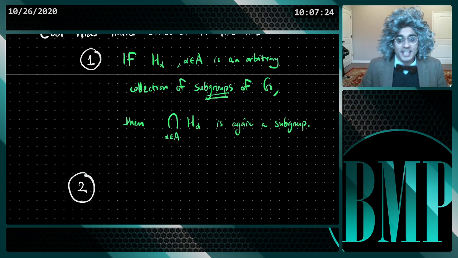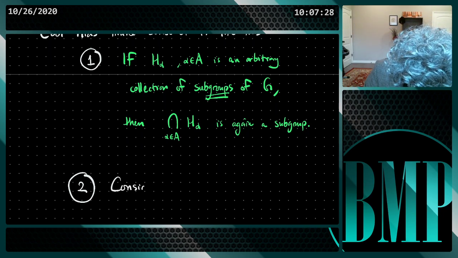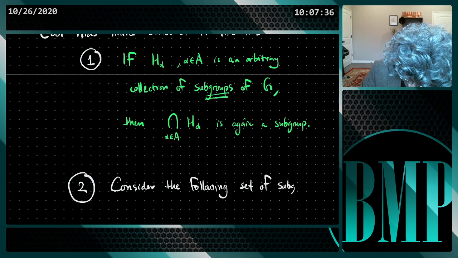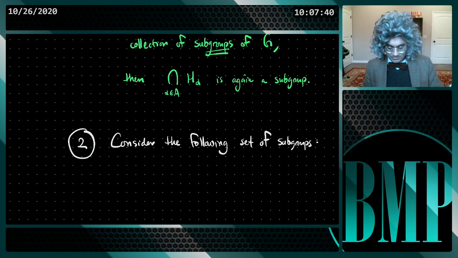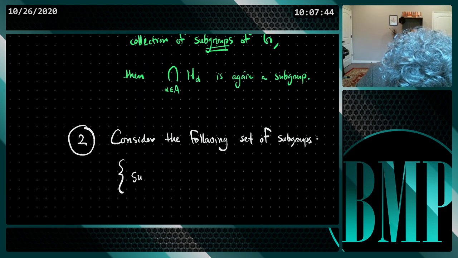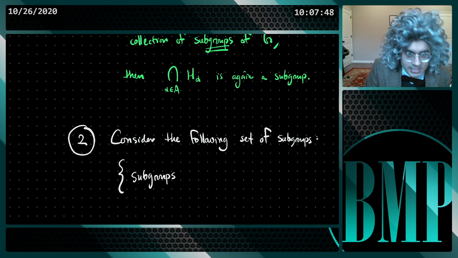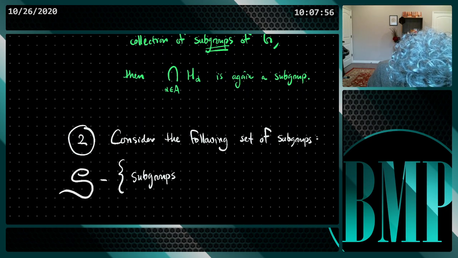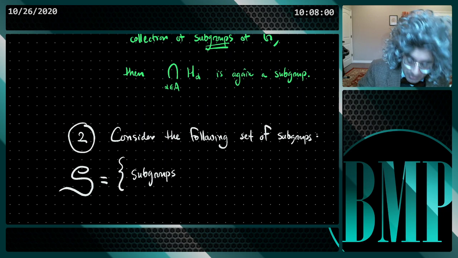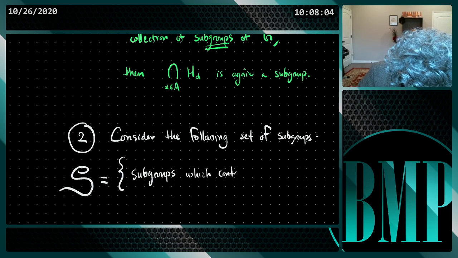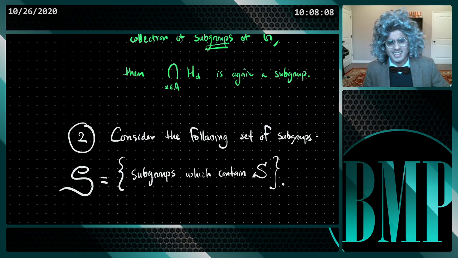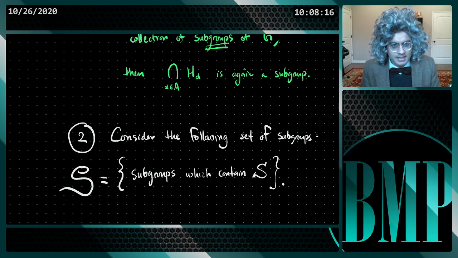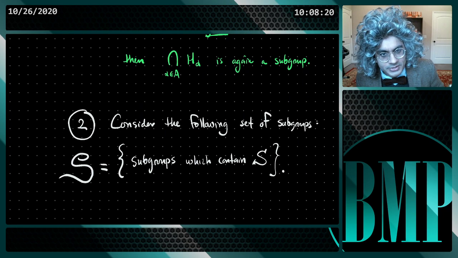Now consider the following set. It's the collection of subgroups. I'll call this script S, just to be fancy. It's the collection of subgroups which contain the set S. A subgroup, either it has the whole set S in it or it doesn't. If it has the whole set, it's a member of this exclusive club, script S.